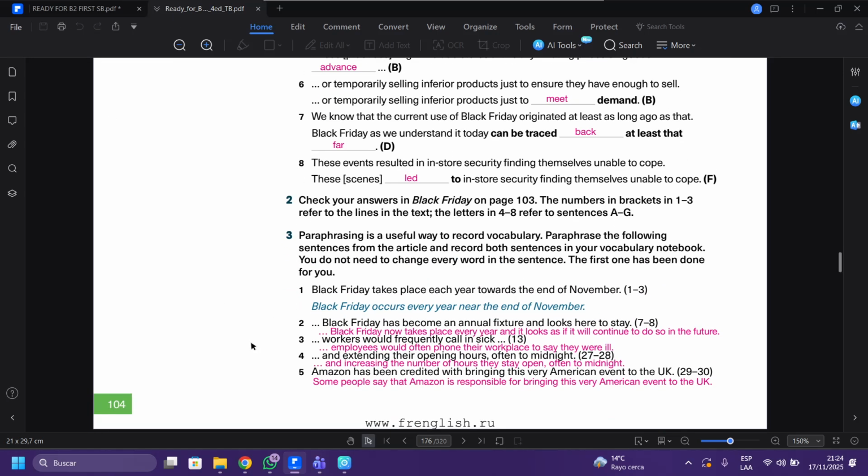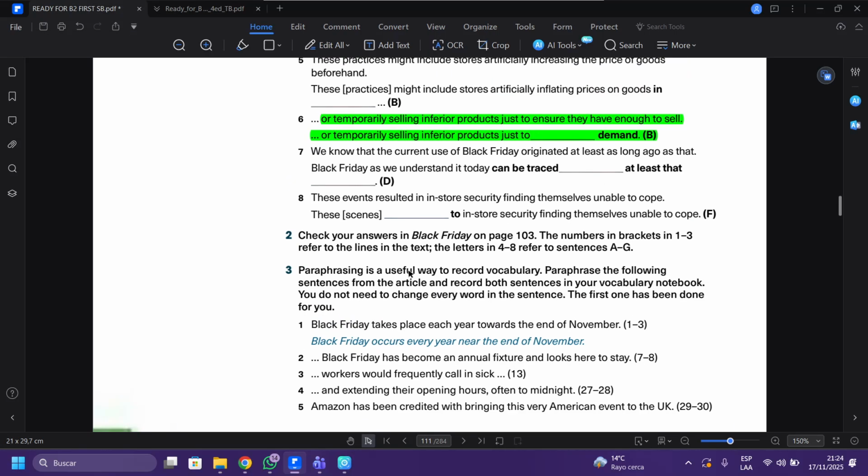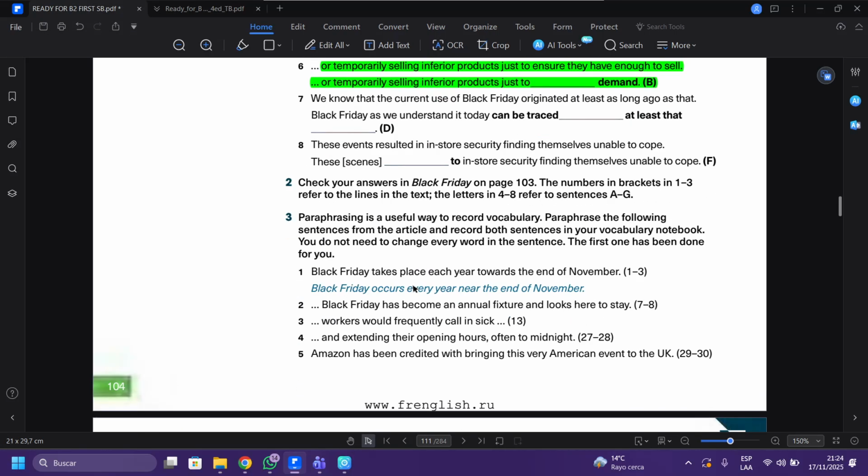And the last one. Amazon has been credited with bringing this very American event to the UK. And the book says some people, right, say that Amazon is responsible for bringing this very American event to the UK. And that's it. You see? Instead of saying Amazon has been credited with bringing this very American event to the UK. It's a little bit difficult at the beginning to get used to this kind of paraphrasing, right?